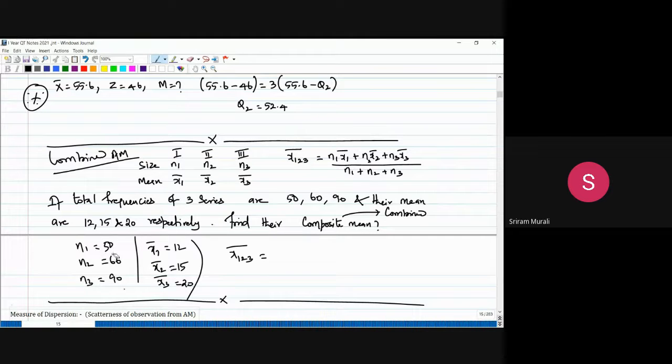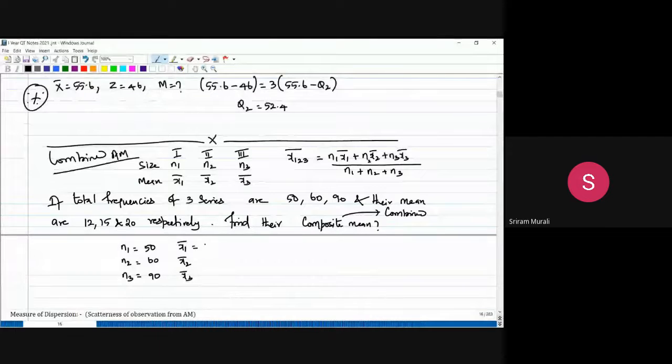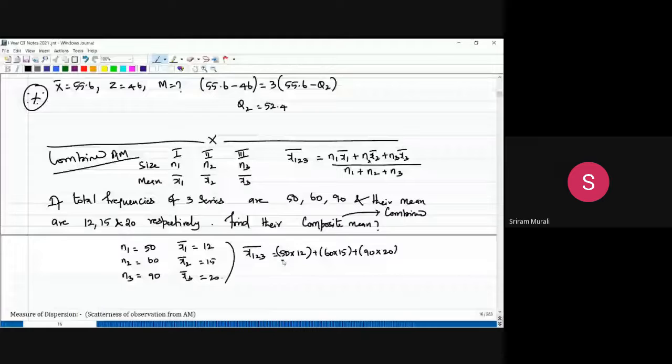So you are given N1, N2, N3, X1 bar, X2 bar, X3 bar. N1, N2, N3, the total frequencies, are 50, 60 and 90. X1 bar, X2 bar, X3 bar, their respective means, are 12, 15 and 20. Can you not find X1 2 3 bar? Just by substituting 50 into 12, plus 60 into 15, plus 90 into 20, divided by total frequency. And that is the answer. So this is your combined arithmetic mean.